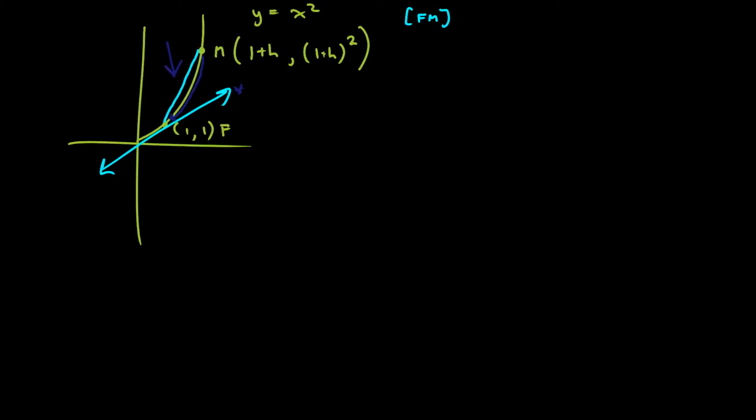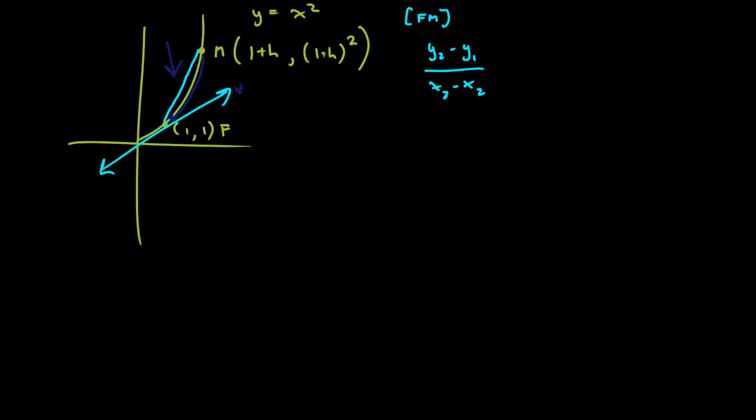So the idea is that if we keep moving M closer and closer, then we should be able to use this theory to find the gradient of the tangent. So let's look at how we would do that. Let's take our same old slope formula, which is y2 minus y1, and then from here, we're just going to plug in what we know.